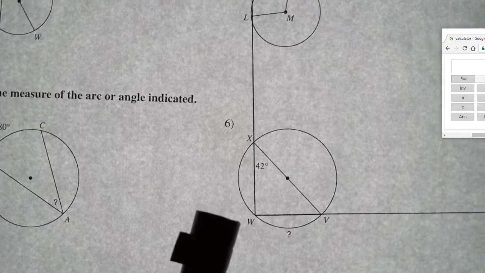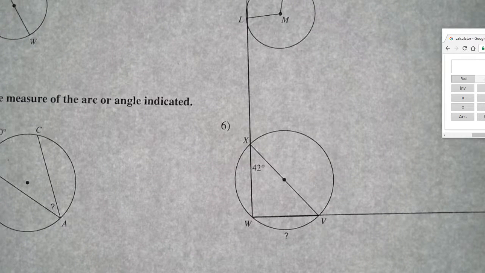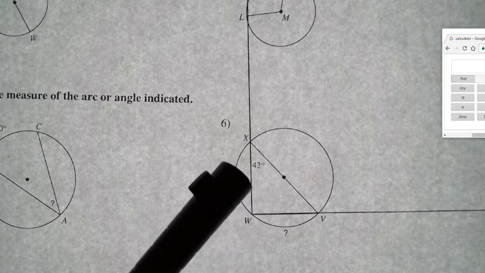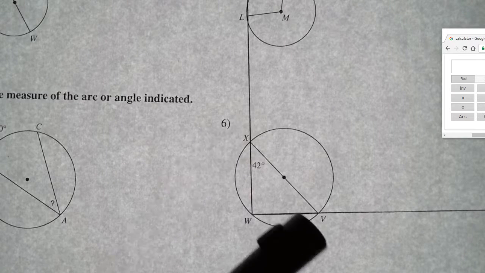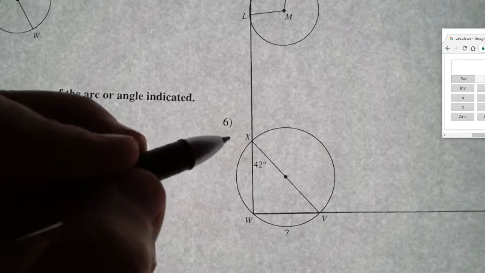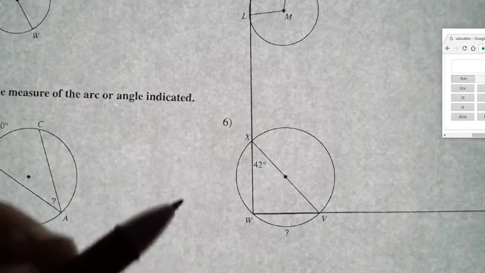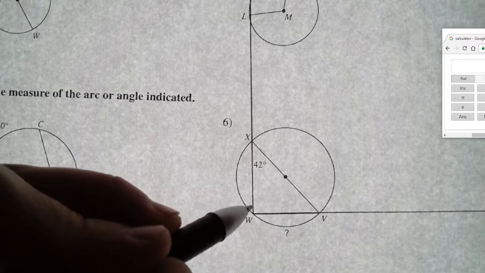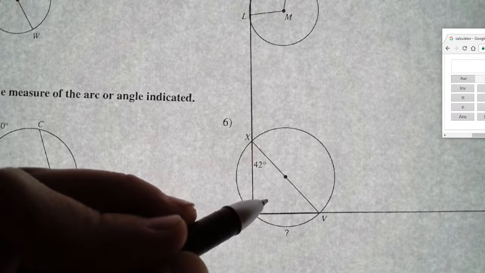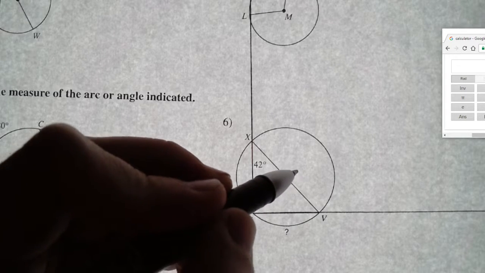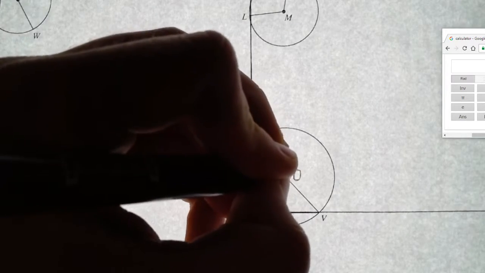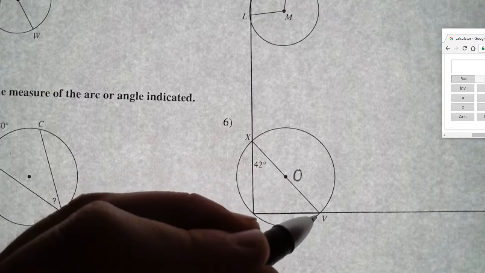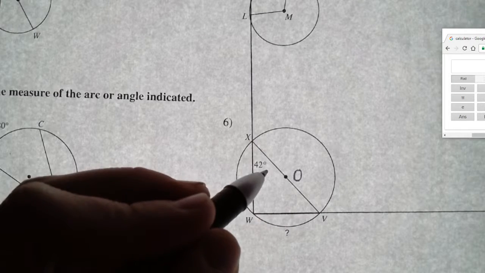Now, before we go on to some practice problems, I want to mention something about the measurements of central and inscribed angles. So we're going to look at number 6. Although normally it wants us to find this, I want to use this because it's going exactly halfway across the circle. Well, first of all, I see XWV, this inscribed angle over here. I also see a central angle, maybe I'll name this point O. I also see angle XOV, which is a central angle.